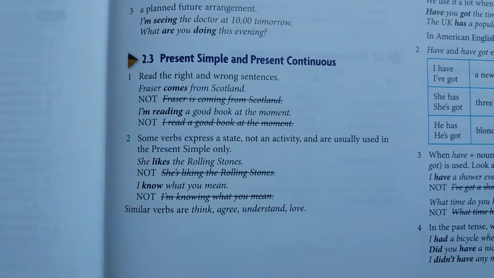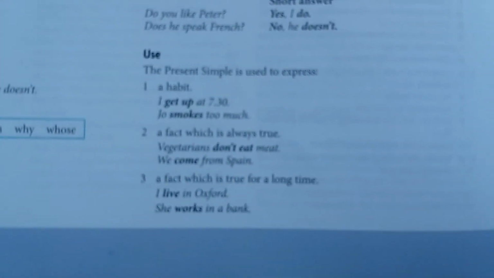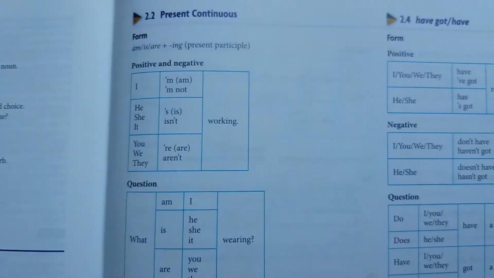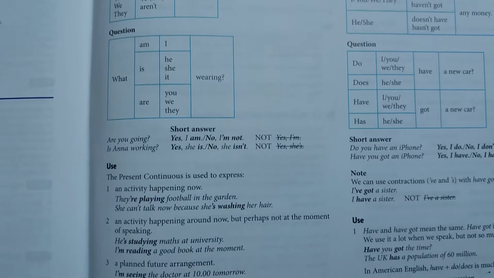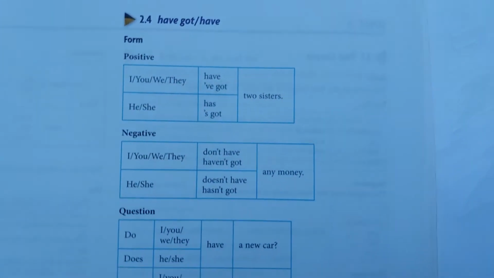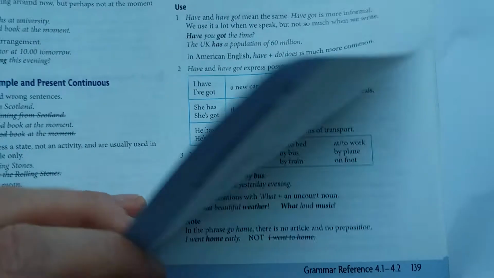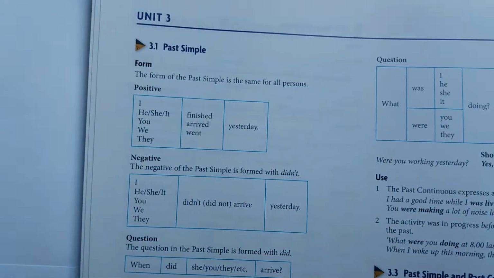So the difference between the present simple is here again. The present simple describes a habit or a fact, whereas the present continuous, this one, describes something that's really happening now. So please notice the difference. If we continue on, have got and have, we can just go through that. I don't think that should be too hard. Then we go to unit 3.